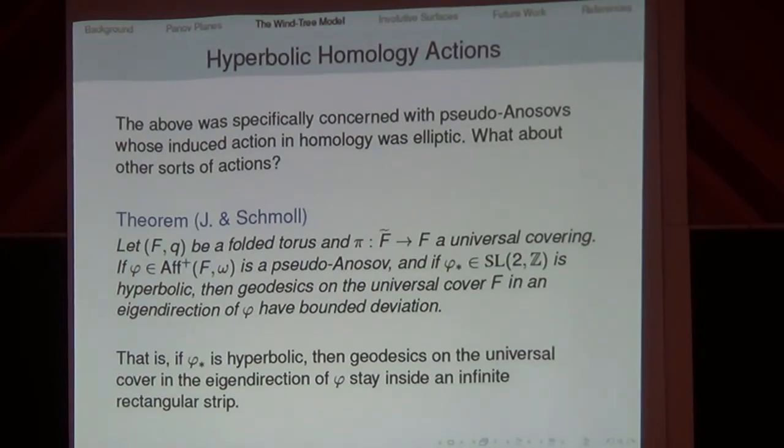So in Panov's paper, and the previous result I stated before, we looked at these pseudo-Anosovs who act elliptically in homology. But you could also act parabolically or hyperbolically in homology. So we'd like to know what happens in those cases as well. And so right now what we can say is that if you have one of these folded tori and you look at the Panov plane, if you have a pseudo-Anosov that acts hyperbolically in homology, then the geodesics on that universal cover on the Panov plane have bounded deviation. So what that means is that they stay confined to some rectangular strip of the plane.